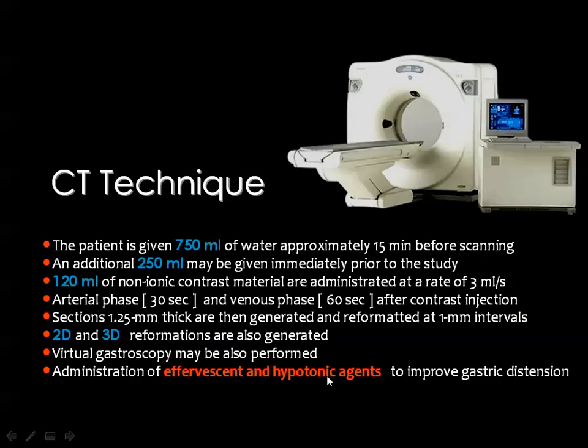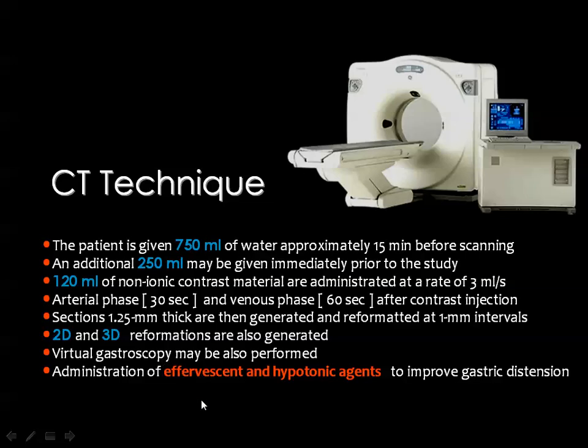CT is extremely valuable here, and one of the main issues is to have adequate gastric distension, either with water or with air, or sometimes we may give oral contrast material. But water is one of the good contrast media here, and we usually administer about 750 milliliters of water before the time of examination, and we may add some water while the patient is on the examination table. Also, we need to inject intravenous contrast material. We need to ensure adequate gastric distension.